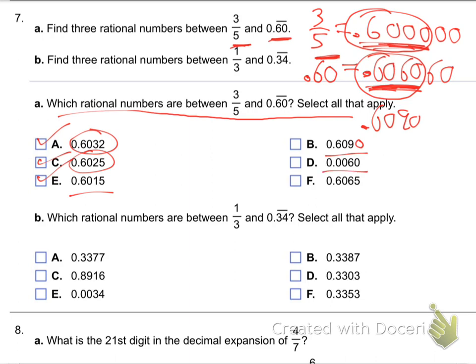So no. How about point? No, that doesn't even have a 6. No way. It starts with an 0. How about 6065? Too big. No. So it's these other 3. Making sense? All right, I'm going to move on.